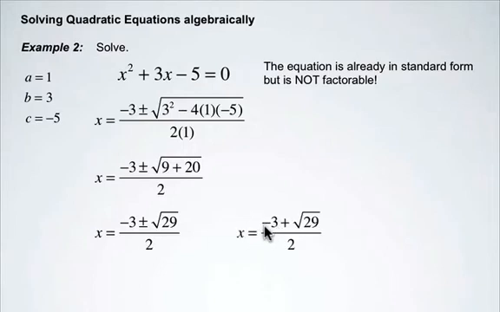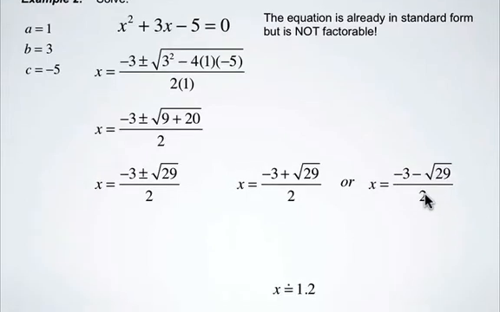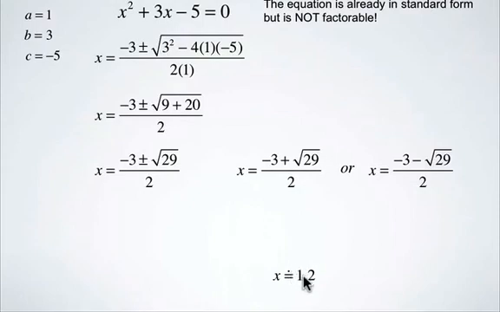So x equals negative 3 plus the square root of 29 divided by 2, or x equals negative 3 minus the square root of 29 divided by 2. So we get x is 1.2, or x is negative 4.2. This is the exact solution.